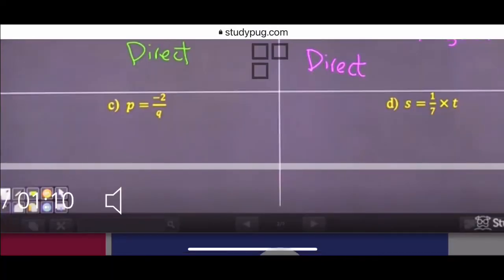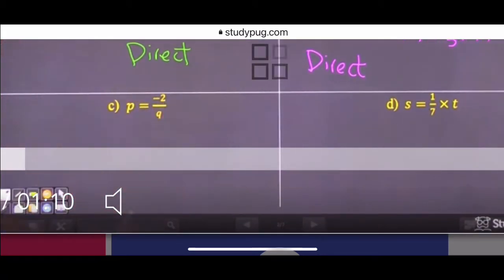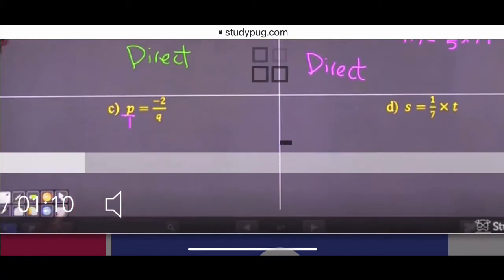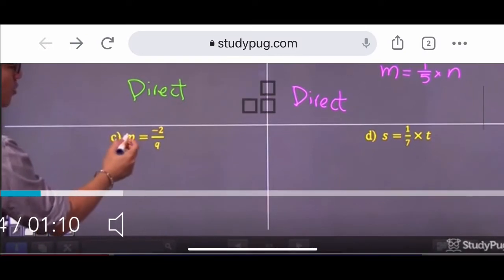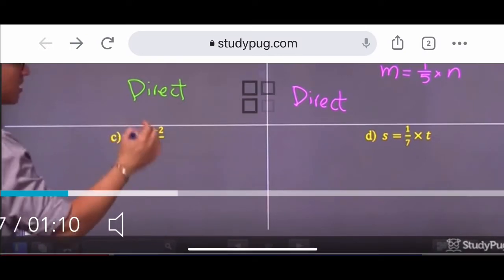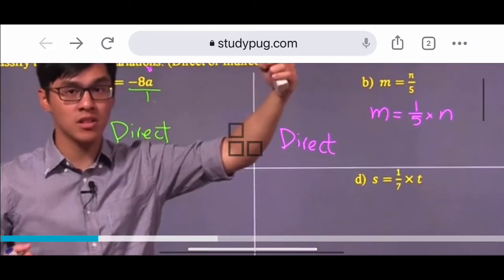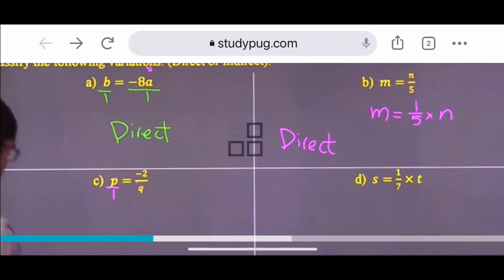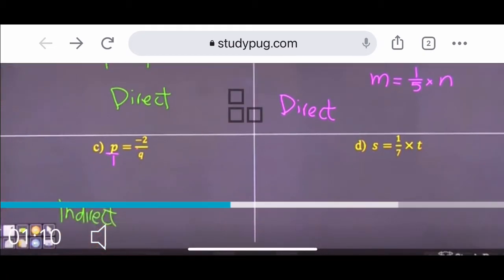Part C, we have p equals negative 2 over q. Convert everything into fractions. P is p over 1. This is already in fraction form, so we're good. Let's take a look here. P is on the numerator, and our q is at the denominator. They are on opposite sides, right? One's numerator, one's denominator. So we can conclude that this is an indirect variation, or the so-called inverse variation.